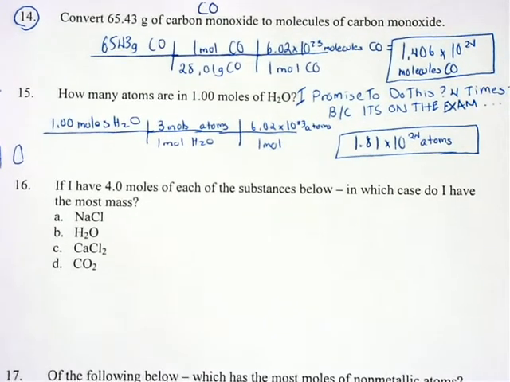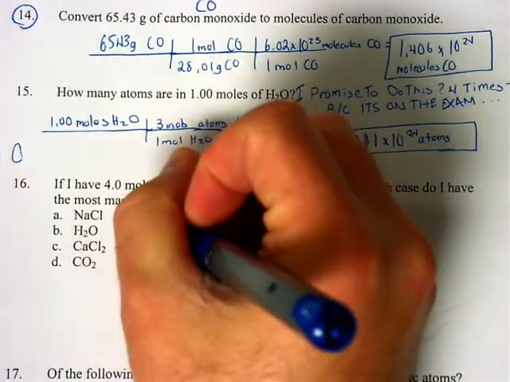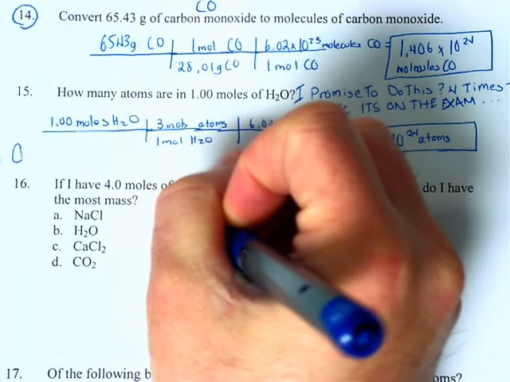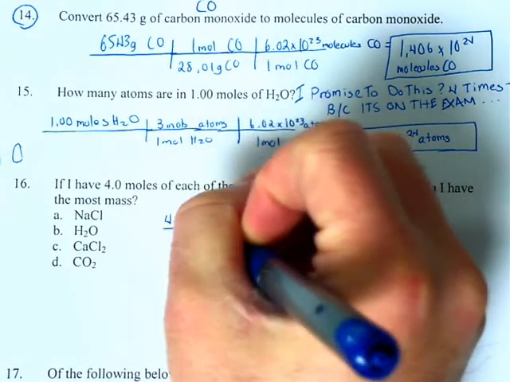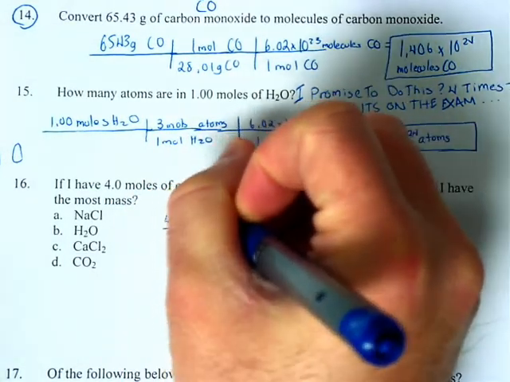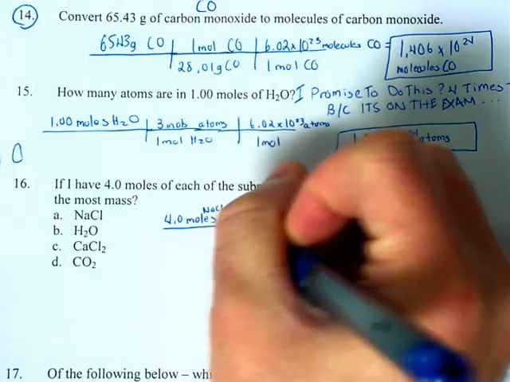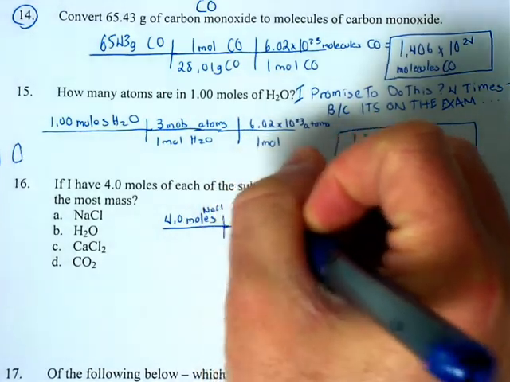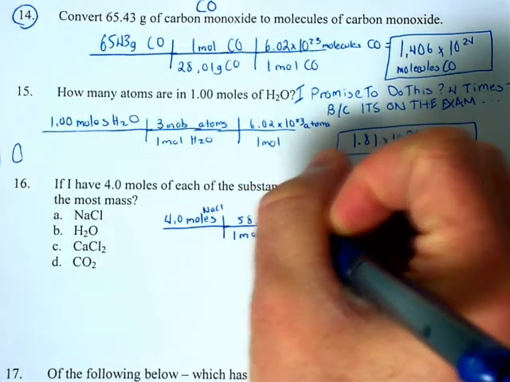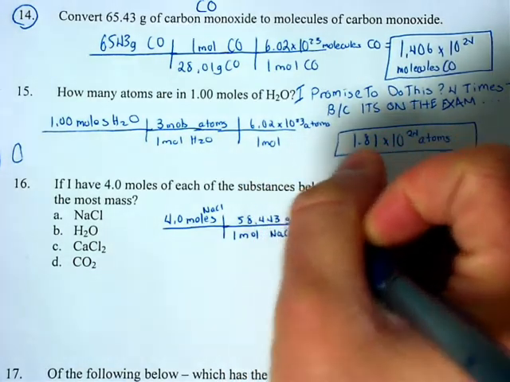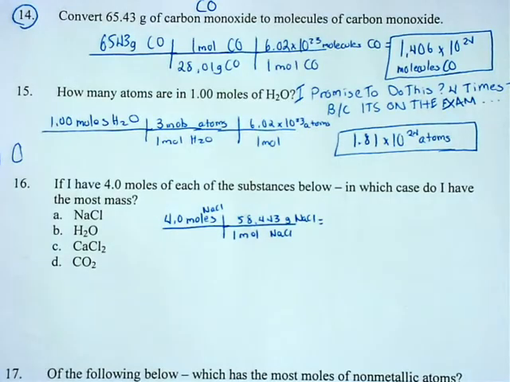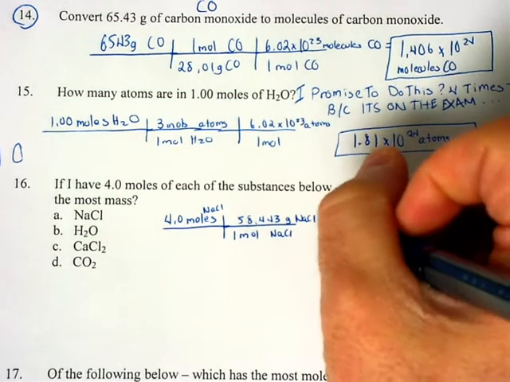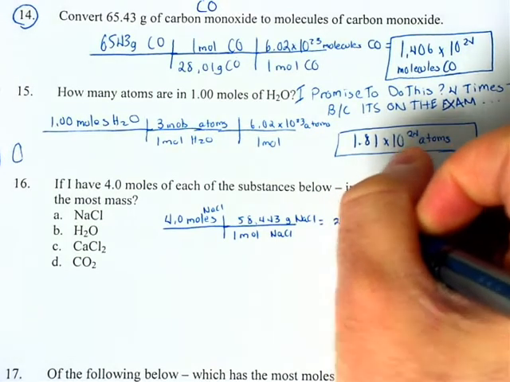We're starting out with 4 moles of NaCl. And what are we going for? What is it asking us for? The most what? Mass, okay. So I'm going to go to mass by doing 1 mole on bottom and the molar mass on top, which is 58.443 grams of NaCl. And that's going to be some number, 58.443 times 4. That's something like 230 grams.